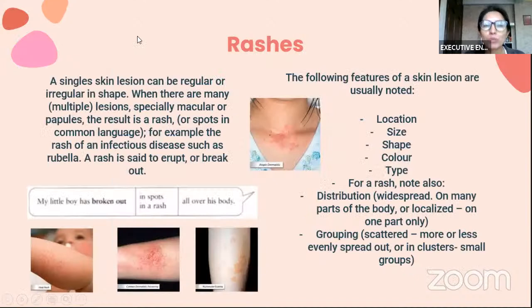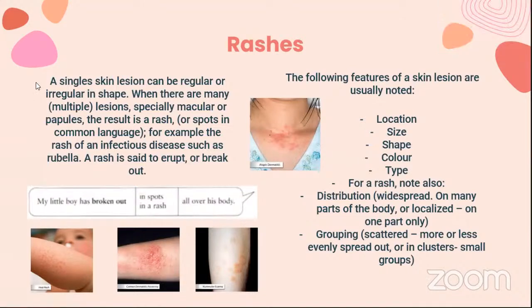So we have rashes. Carlita, can you read it, please? Sure. Rashes. A single skin lesion can be regular or irregular in shape. When there are multiple lesions, especially macules or papules, the result is a rash or spots in common language. For example, the rash of an infectious disease such as rubella. A rash is said to erupt or break out. My little boy has broken out in spots all over his body.